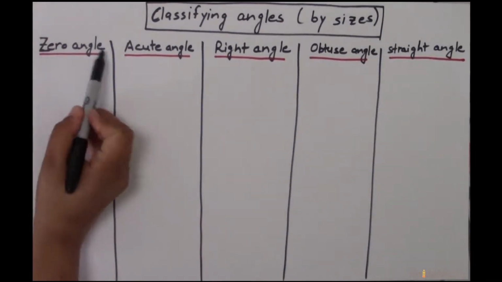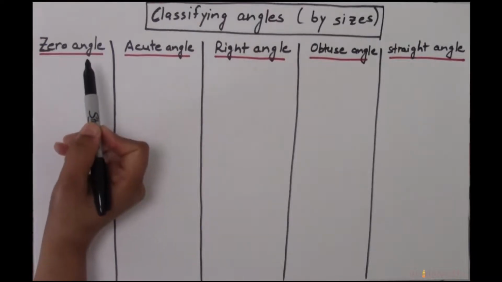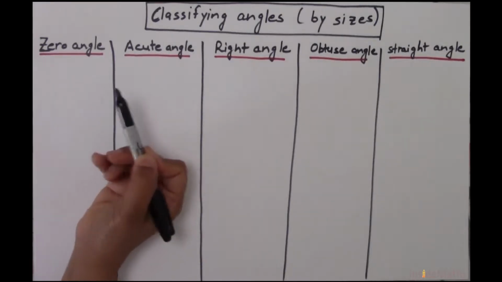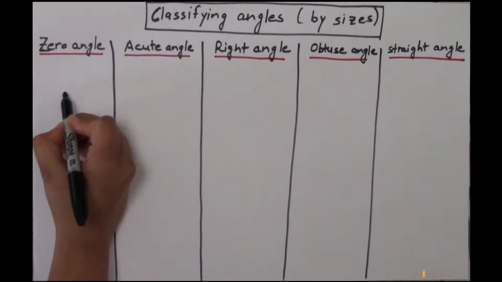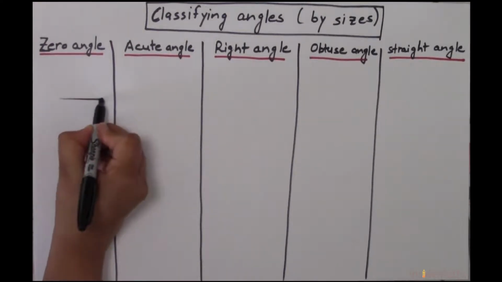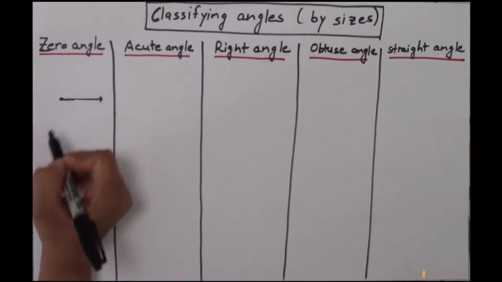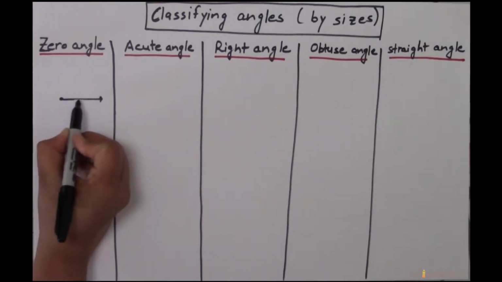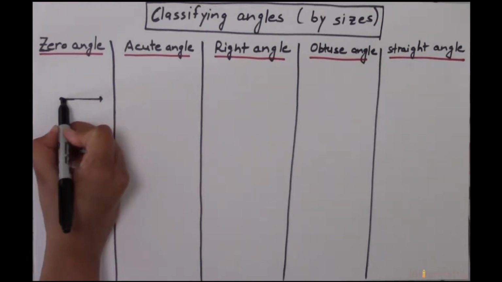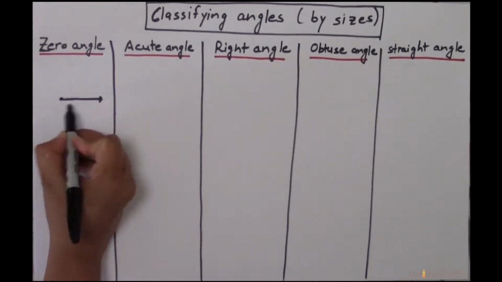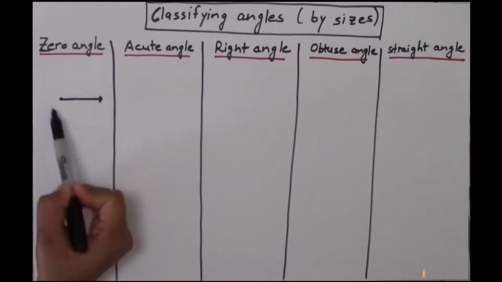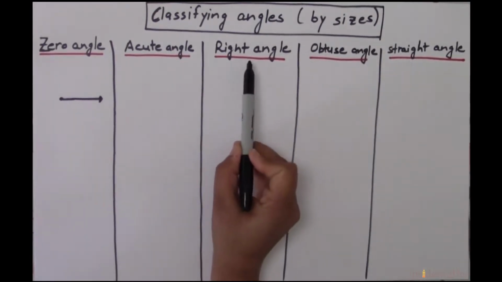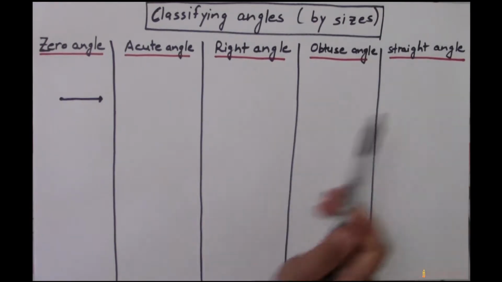So first of all we'll see what is a zero angle. A zero angle is an angle which forms a ray. So let's say if I try to draw a zero angle, first I'll draw a ray with this endpoint, and if I try to draw an angle with zero measure of 0 degree, I'll be drawing another ray on top of it. So it's a ray. A zero angle is just a ray. Next is an acute angle, but before this we'll do a right angle and a straight angle.